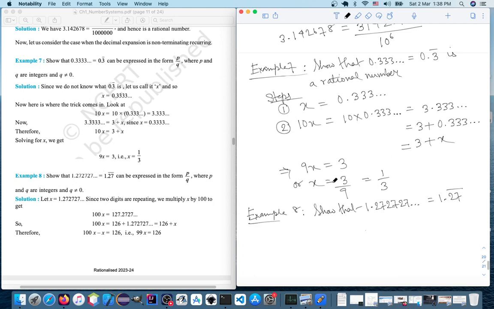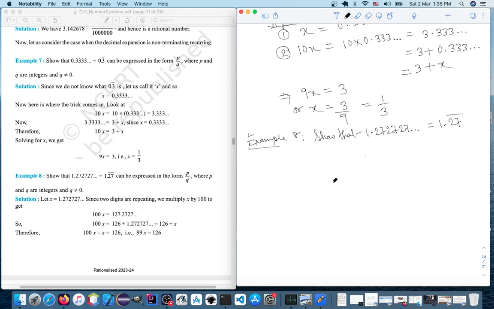So the steps. Number 1, we write x equals the given number. So 1 point, we write 27, a couple of times, 3 times will be fine, because the repeating block of digits is 27. So we write down 27 three times. Of course, at the end we must write dot dot dot. Only then will it mean that it's a non-terminating decimal and 27 is repeating again and again.